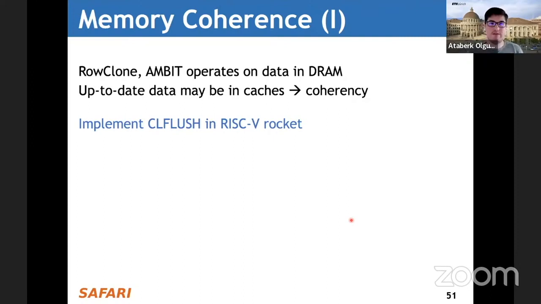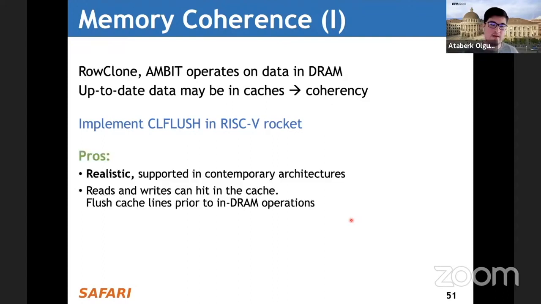And what we do is we implement this operation in RISC-V Rocket. By default, it was not supported. I don't know if currently the RISC-V ISA has these instructions yet. And the advantage of implementing it this way is that it's realistic, because this is what's used in many of the contemporary processors. As far as we know, this is basically what's used to maintain coherence in current computing systems.